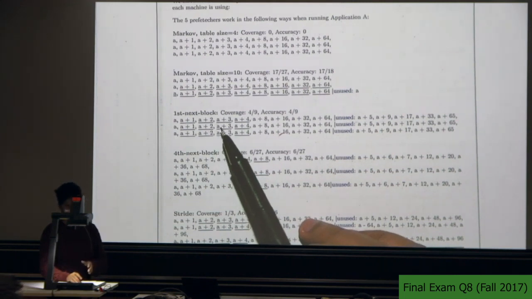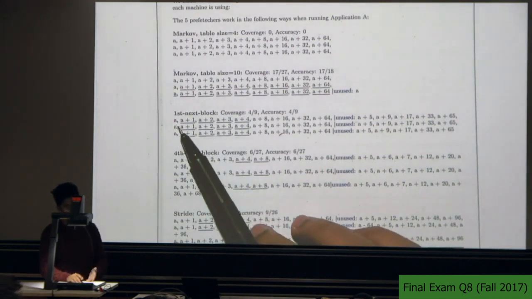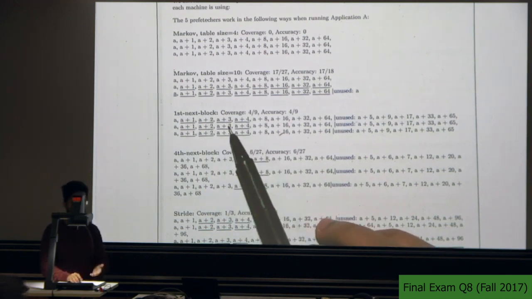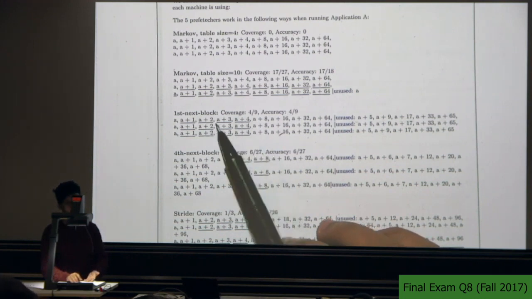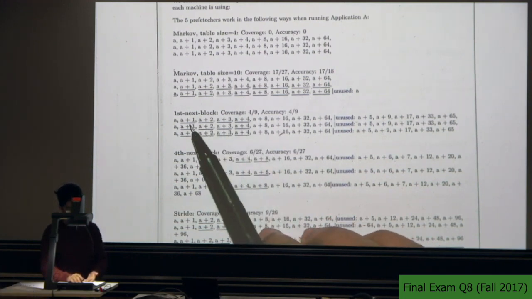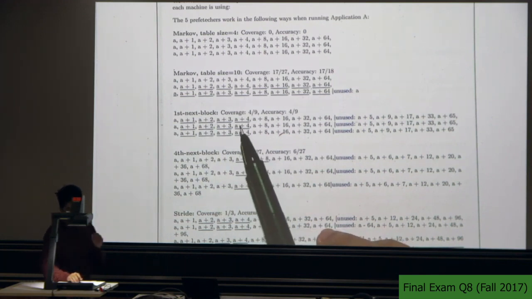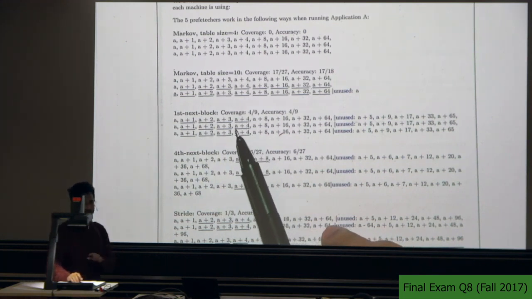So the third one basically says the next block access. That's a very basic prefetcher. So A predicts A plus 1, A plus 1 is good. A plus 1 also predicts A plus 2, A plus 2 is also covered. A plus 2 predicts A plus 3, A plus 3 predicts A plus 4, everything is covered. So that means A plus 1, A plus 2, A plus 3 and A plus 4 are predictable. Right? Now A plus 4 will predict A plus 5, which is not present.